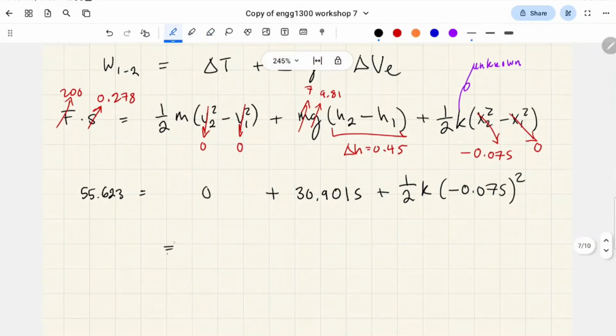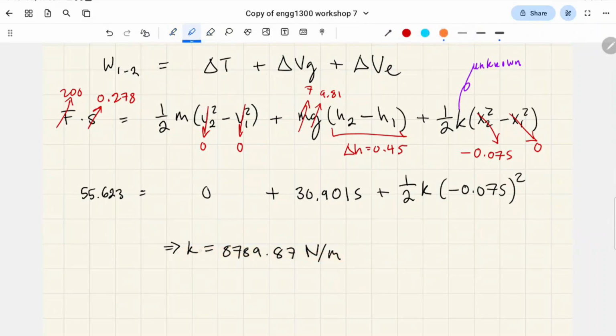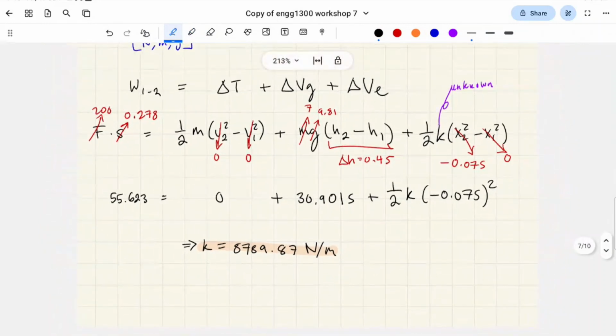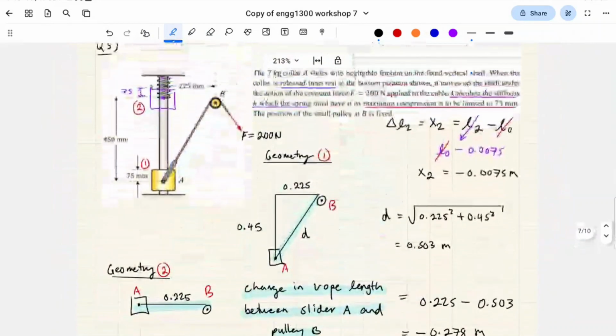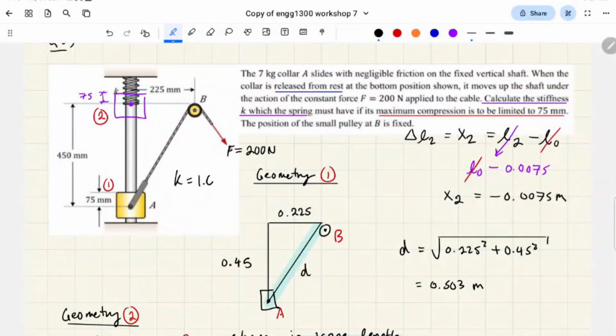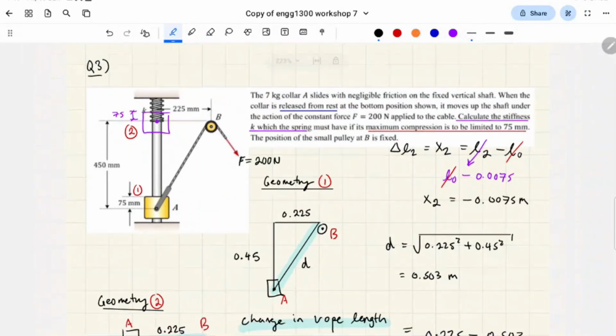And you'll find that K is this. You can leave it in newtons per meter, or you can do kilonewtons per meter. It's up to you. I would leave it in newtons per meter because that's standard SI units, but you'll see that sometimes they give you the K in these questions, like K is 1.6 kilonewtons per meter or something like that. That's just an extra hurdle you have to jump through in the questions, but it's just a convention thing, I guess.